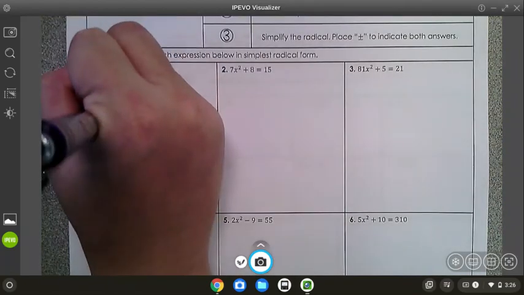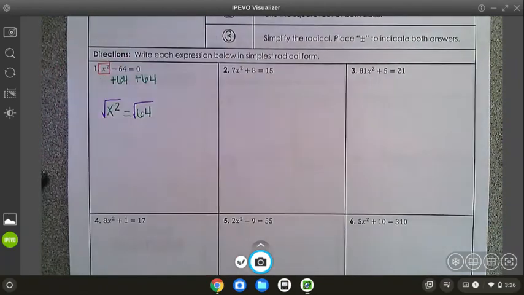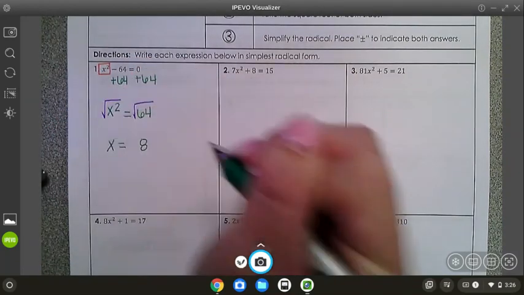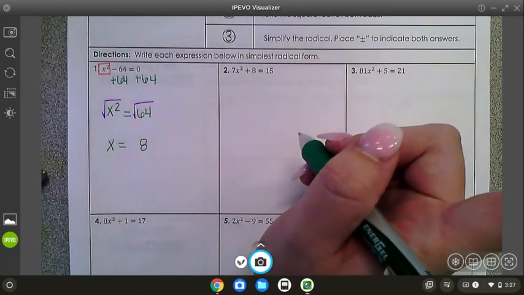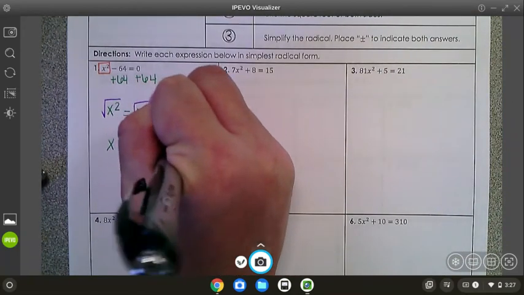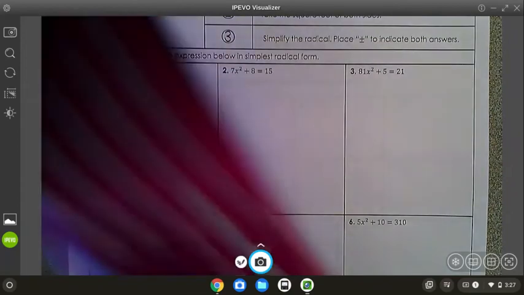And then I take the square root. So x equals 8. Now here's the thing. You have to make sure that you include negative 8. And I'll show you why.